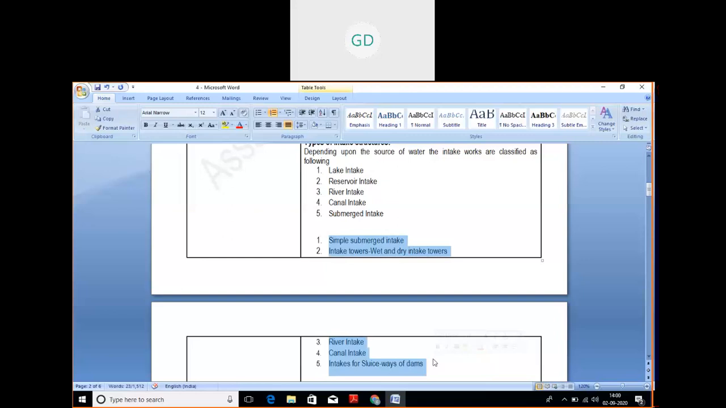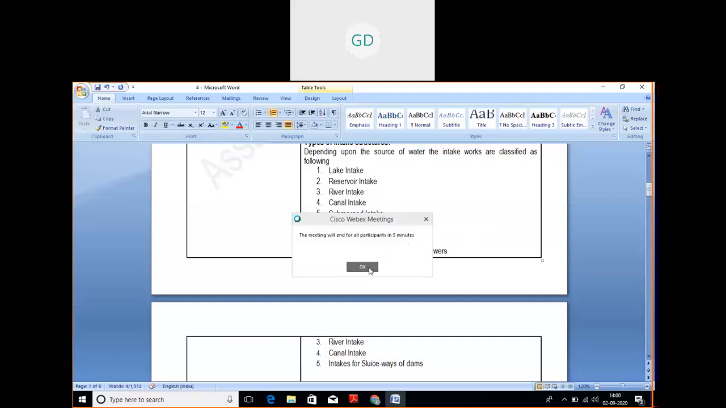Let me give you one thing. No need to submit it to me, it is not an assignment type of thing. You just study about this simple submerged intake, only one type. It will end in 5 minutes. If the meeting ends, please rejoin again and we will take the attendance. So you just study about this simple submerged intake from Google.